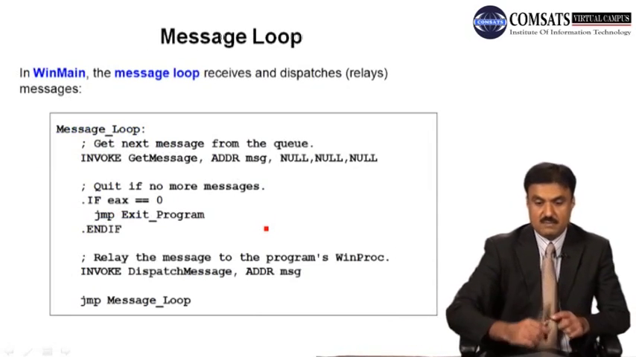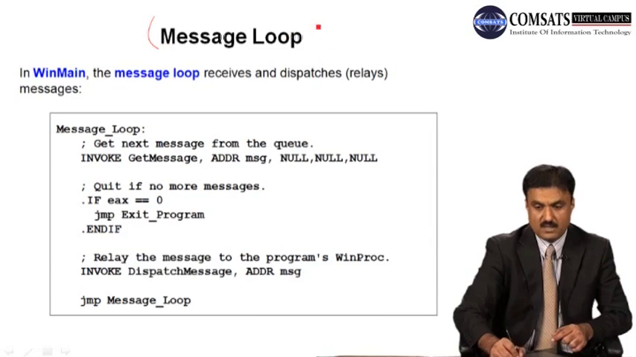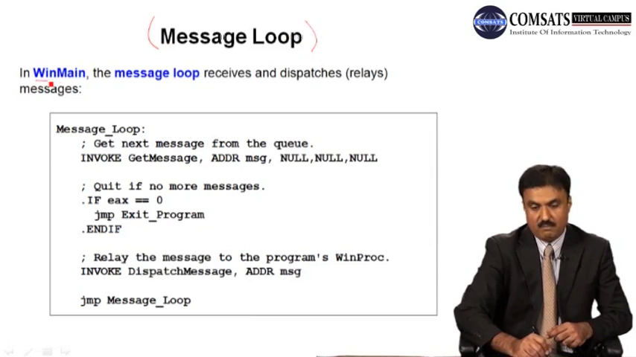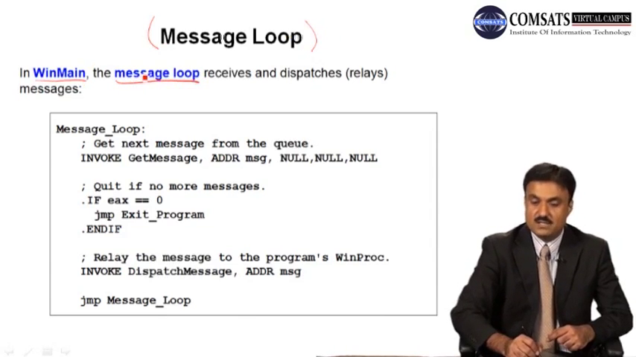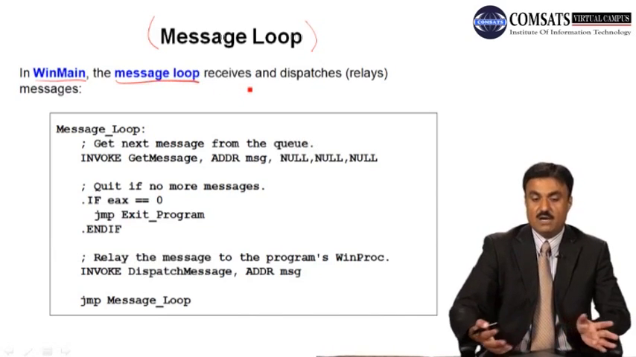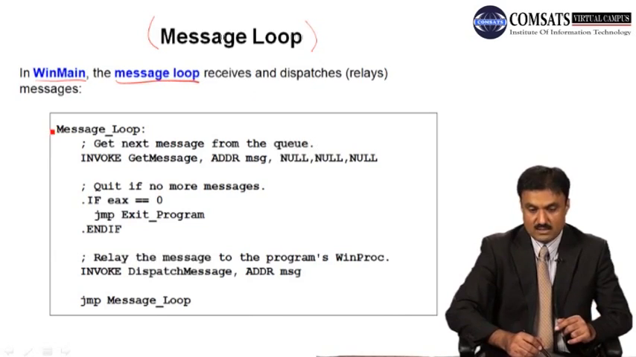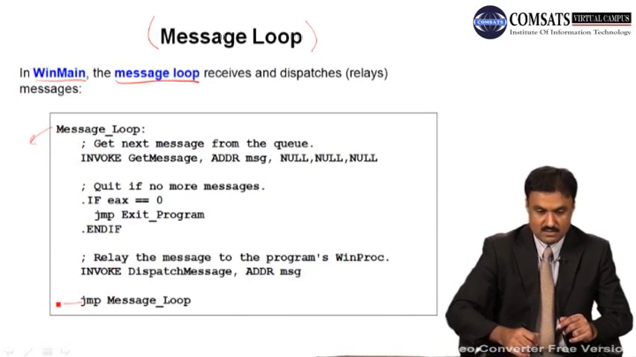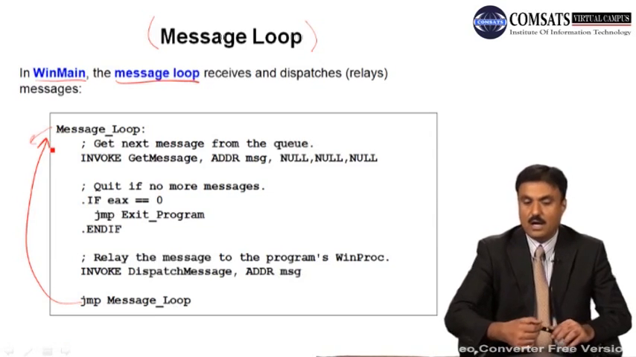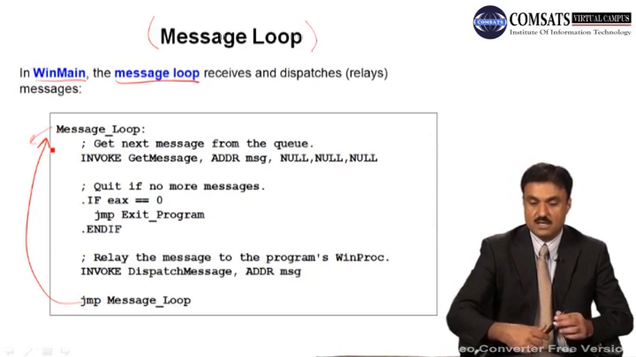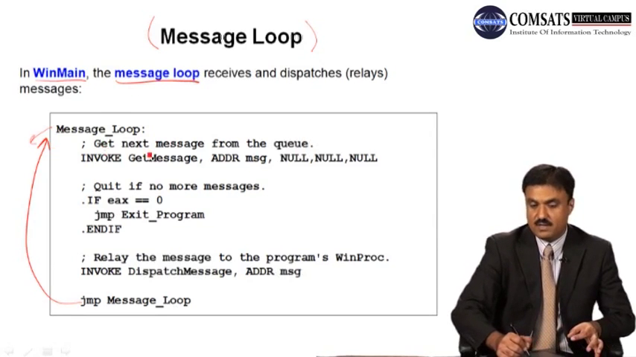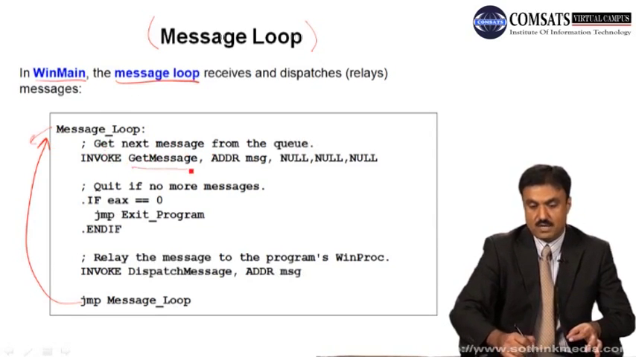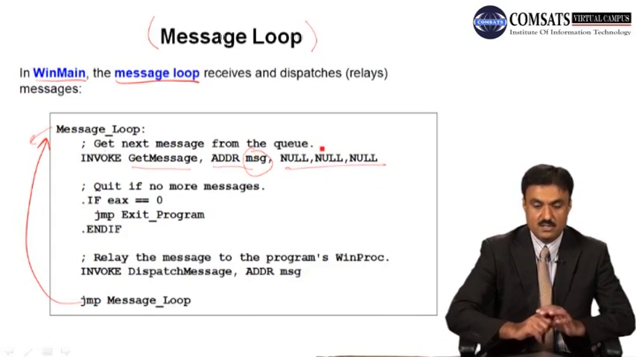So here's the message loop. For example, we are defining a message loop. Inside the main procedure, we have a message loop which will receive and relay the messages. We will always jump to this message loop, and we have to see what type of messages we are going to get. So we say GetMessage. We are going to invoke it with the address of the message. This is the message structure we already defined, and all these parameters are null and so on.